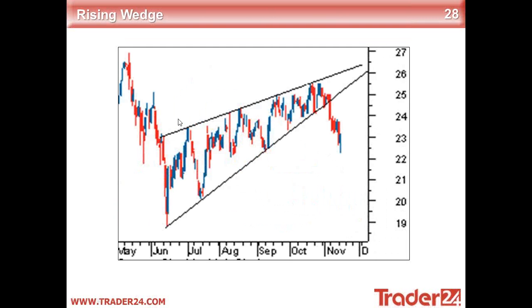Rising wedge, basically a good example here. This is actually a really nice one. So this was a continuation pattern, converging into an apex. You see a final nice big breakthrough of that support line, and we would then be selling off here.